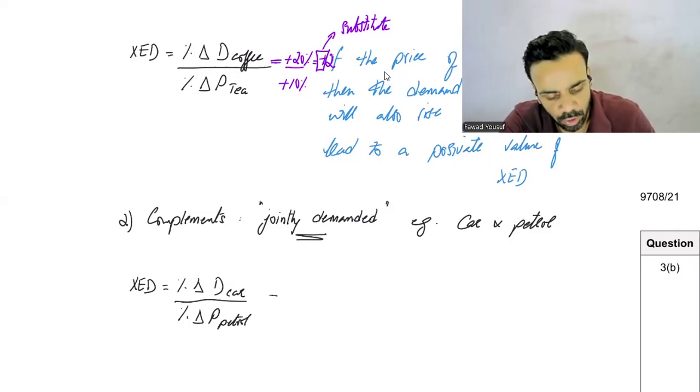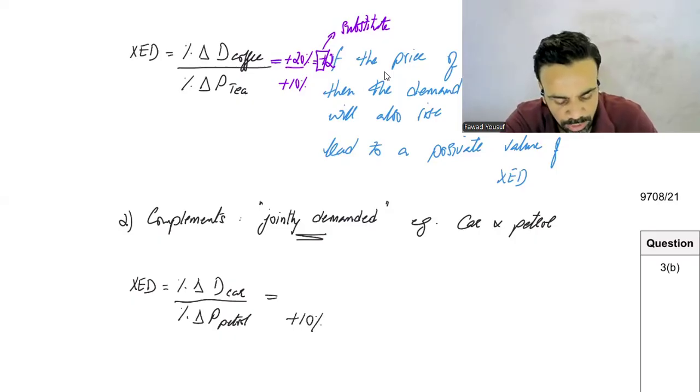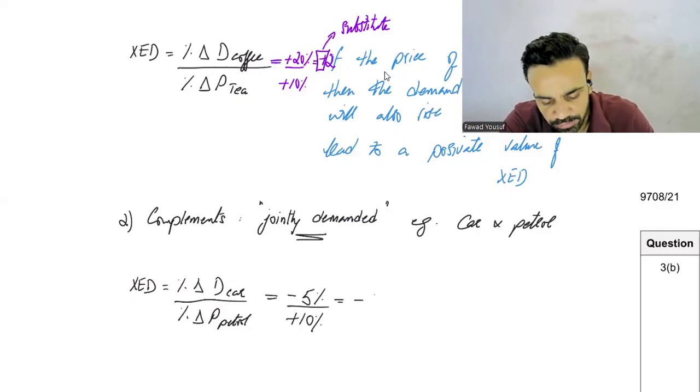If the price of petrol rises by 10%, then the demand for cars may fall by, let's say, 5%, and that would lead to a negative 0.5 value, where negative shows that the two goods are complements.